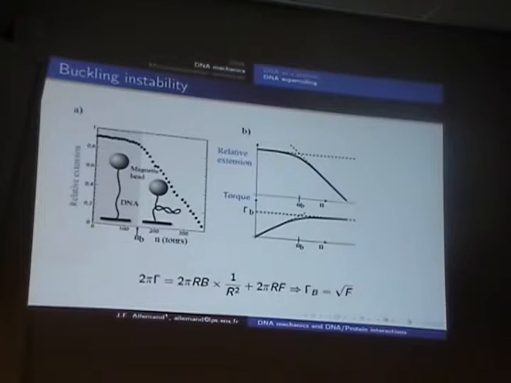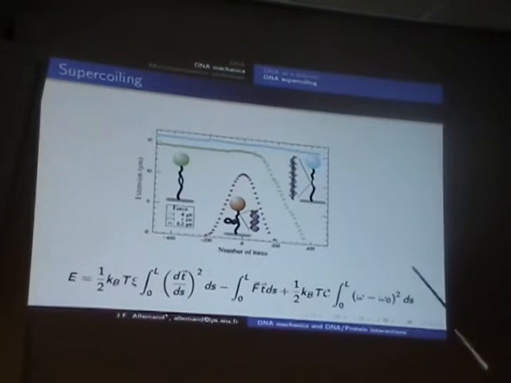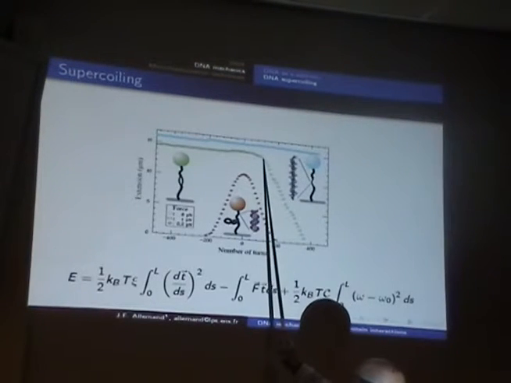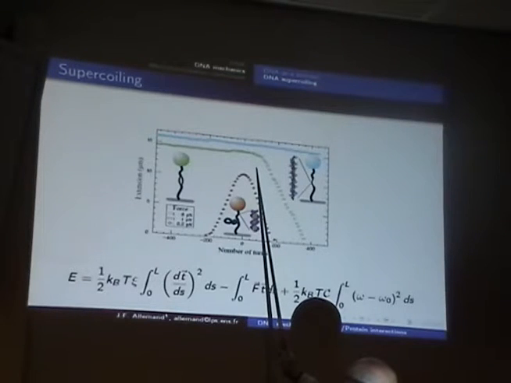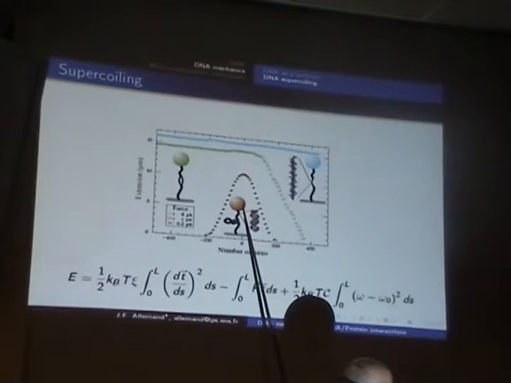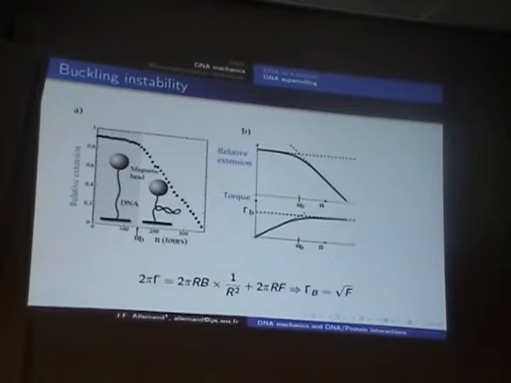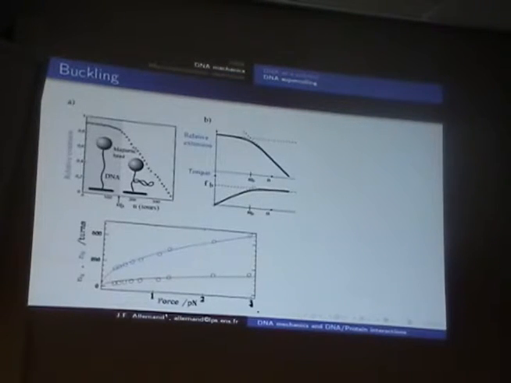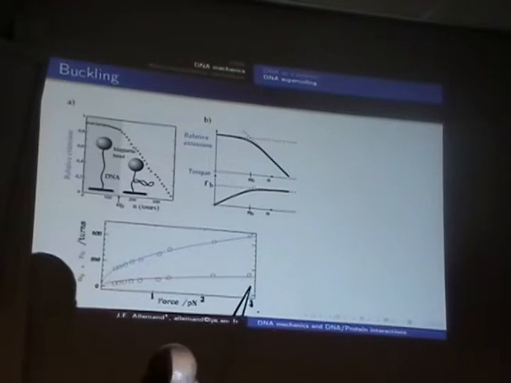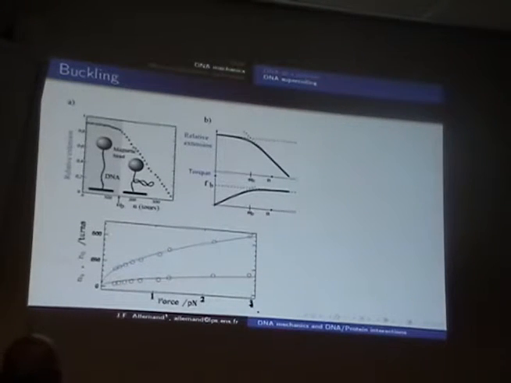So this is why the buckling instability should be lying here, and here, and so on. The point where you start to buckle and create plectonemes is proportional to the square root of the force. So this is plotted on this curve where you have the buckling position as a function of the force, and here it's fitted with the power 1/2 law.